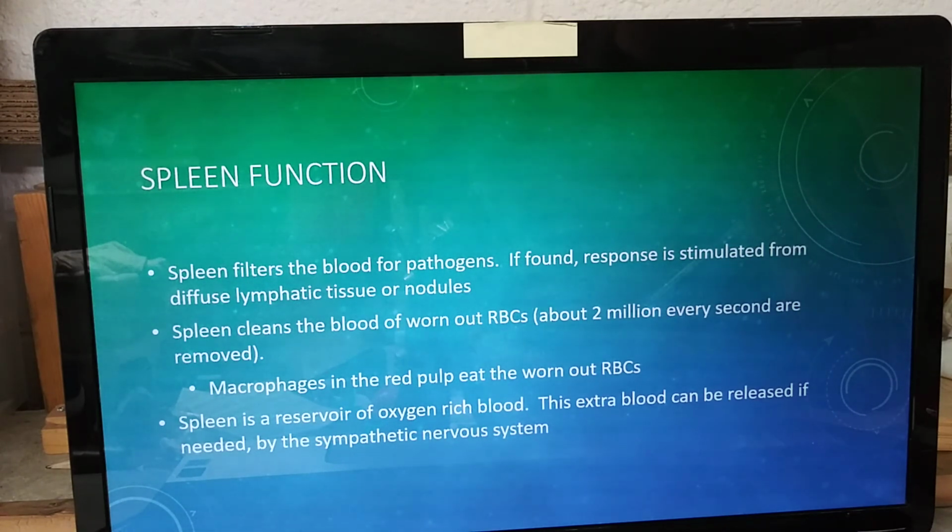The spleen is also a reservoir of oxygen-rich blood. This extra blood can be released if needed, and the sympathetic nervous system would give that command, and then all of that smooth muscle that's in the capsule of the spleen would contract and would force that oxygen-rich blood into the circulation. And that's something that your body would do if there was a hemorrhage or some other emergency type need for more oxygenated blood.